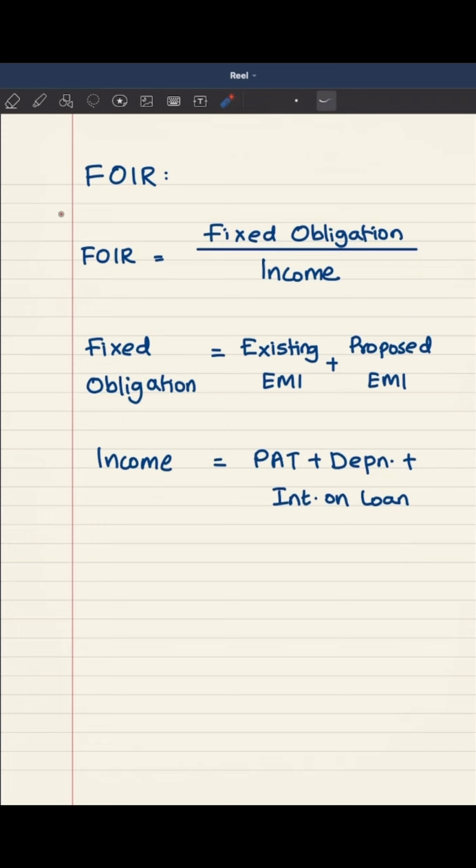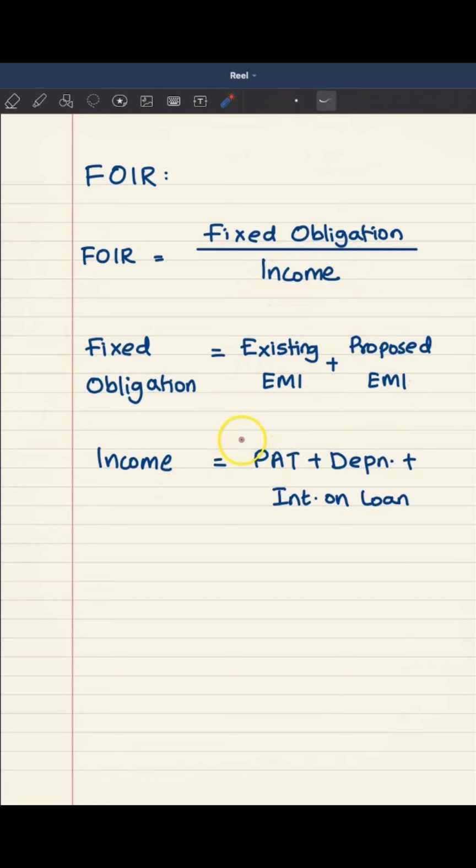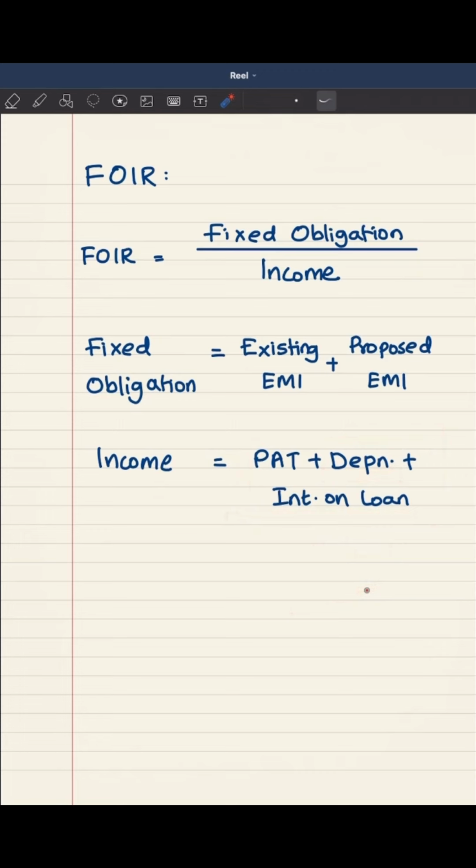FOIR stands for Fixed Obligation Income Ratio. As the name says, fixed obligation comes in the numerator and income comes in the denominator. This fixed obligation is going to be sum of existing EMI and proposed EMI. And income is basically profit after tax added back by depreciation added back by interest on loan. And this formula is mostly applicable for borrowers who are business entities. In case of individuals and all, this income will be basically income reported as per income tax returns.